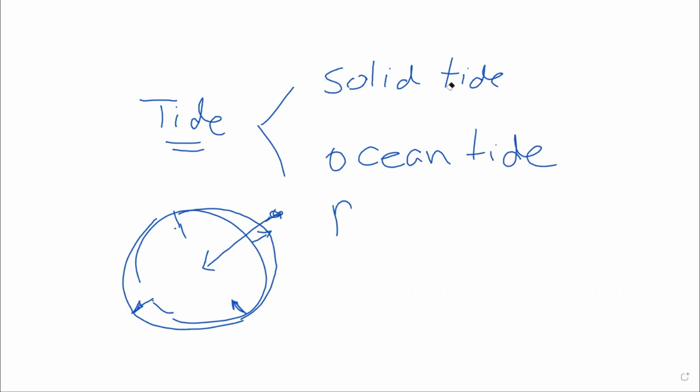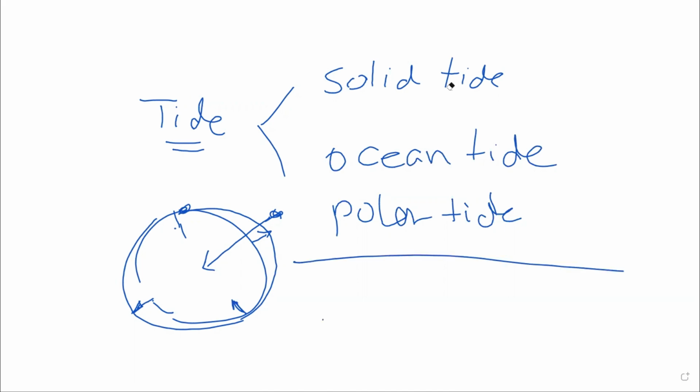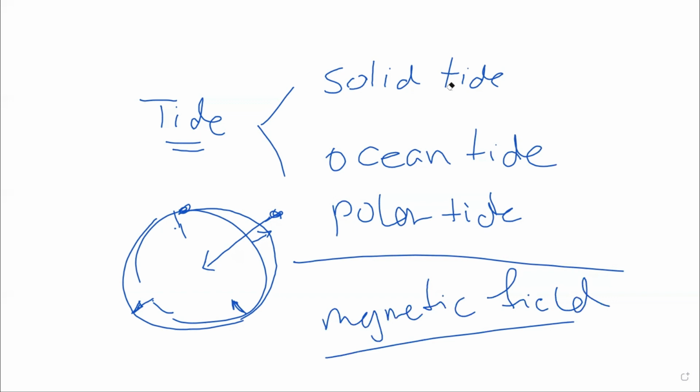Also, we have polar tides. These tides will also influence the sea surface. It will be involved with the position of the pole and changes in the position of the pole and also the Earth's rotation rate. So a lot of parameters will influence the sea surface. And on top of these things, we also have the magnetic field of the Earth, which can influence the radar signal.